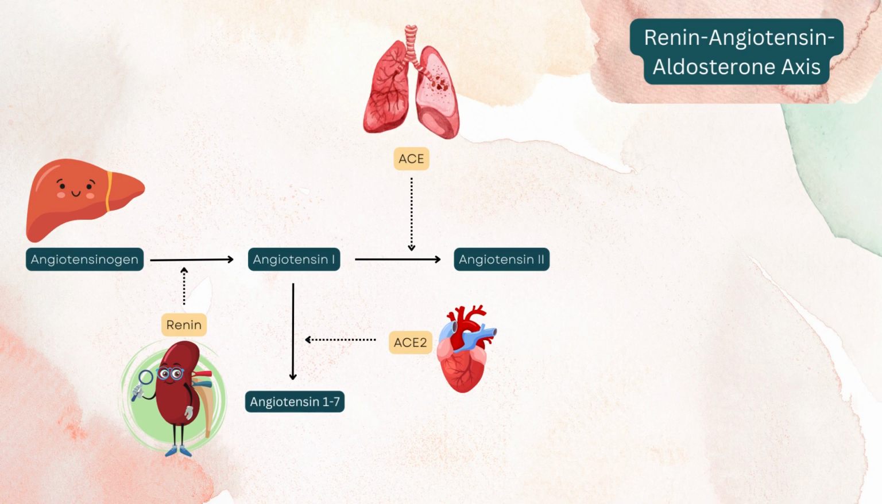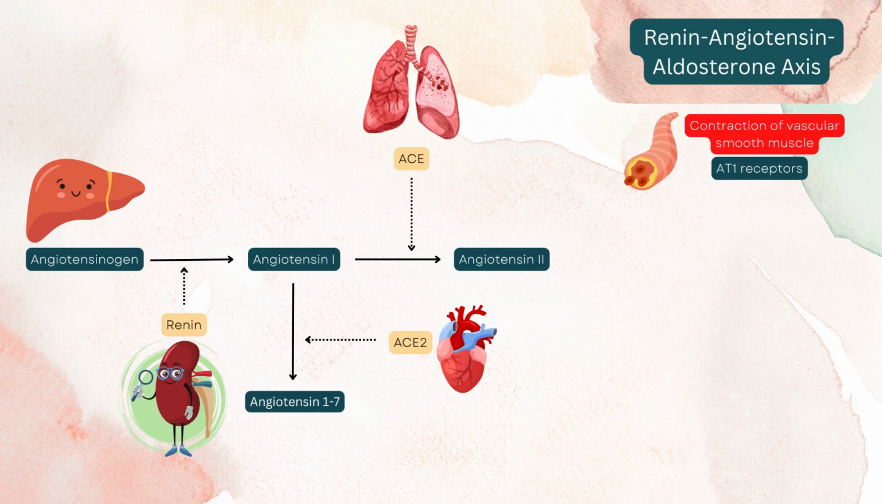Activation of AT1 receptors by angiotensin-2 results in the contraction of vascular smooth muscle cells, which increases peripheral vascular resistance and elevates blood pressure. These effects are partially counterbalanced by AT2 receptor activation by angiotensin-2 and MAS receptor activation by angiotensin 1-7, which results in vasodilation.